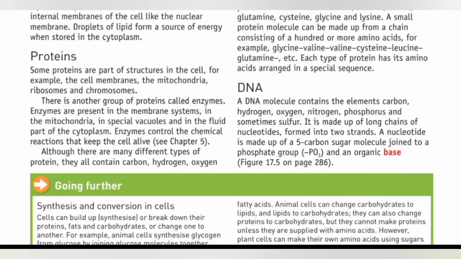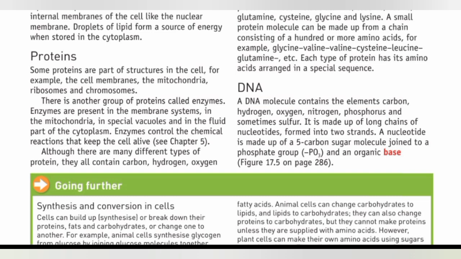So far in this chapter we have studied two important biological molecules: carbohydrates, which mainly provide energy, and lipids, which store energy and form the cell membranes. Today we are going to start another extremely important group of biological molecules called proteins.